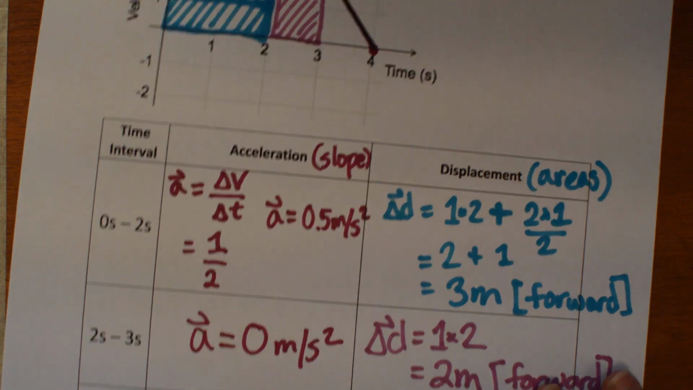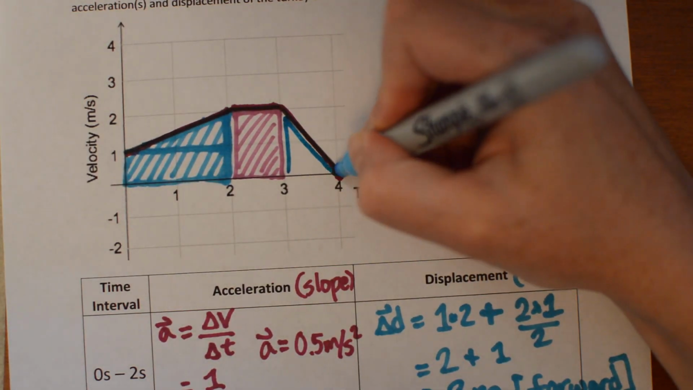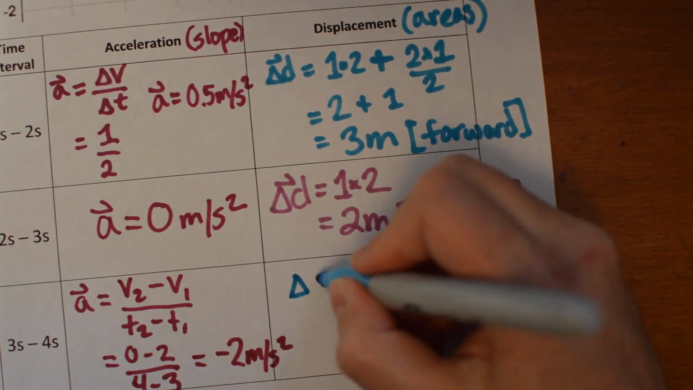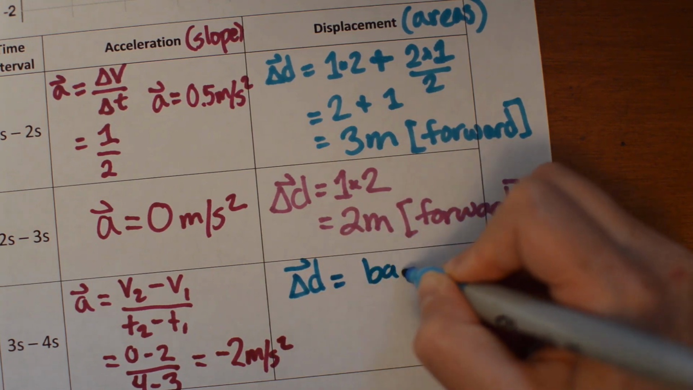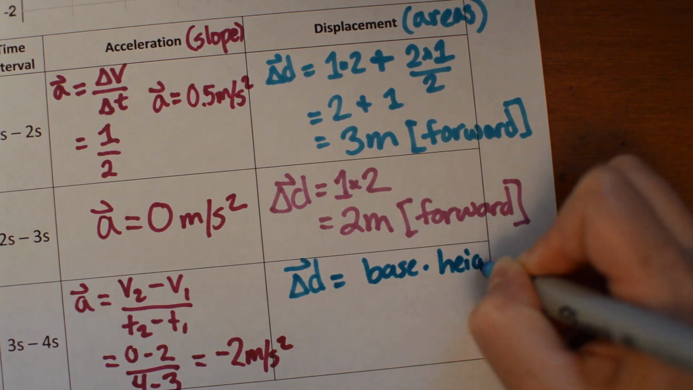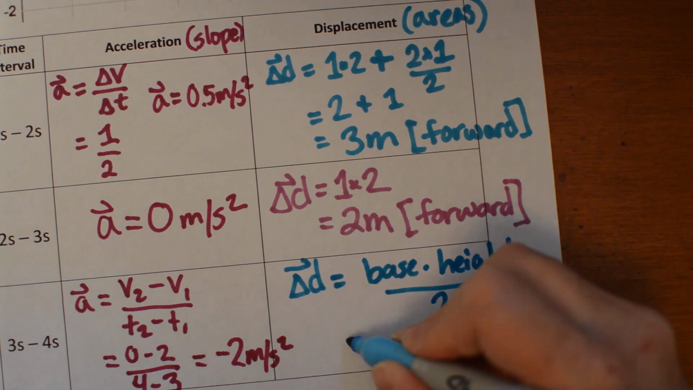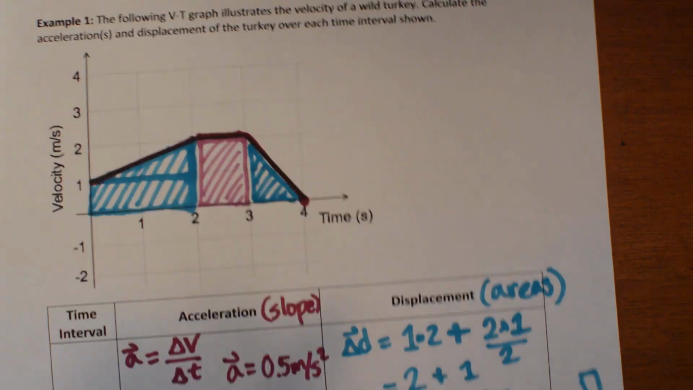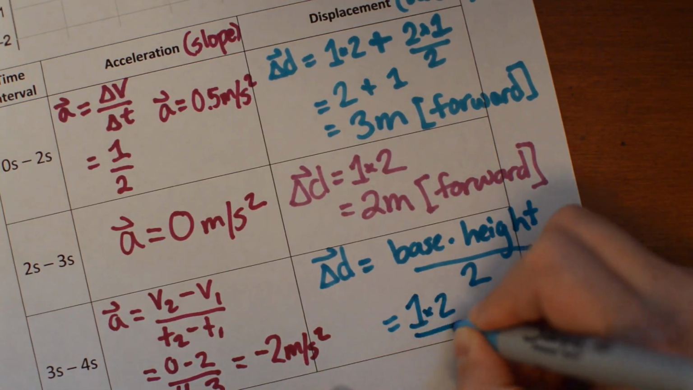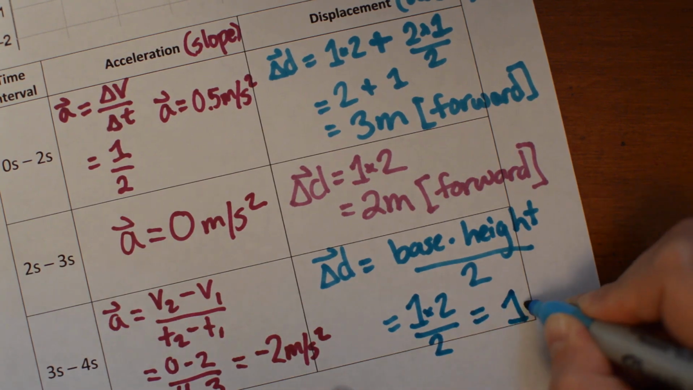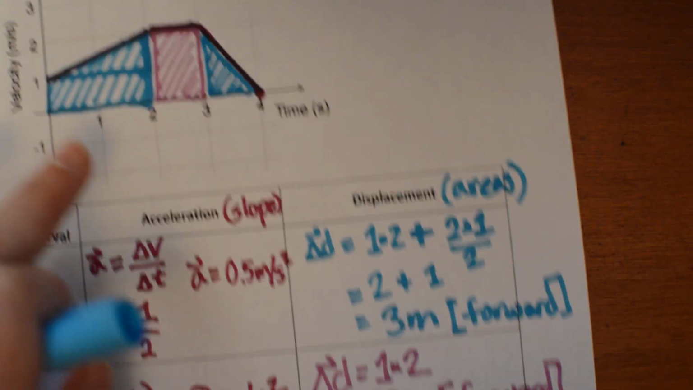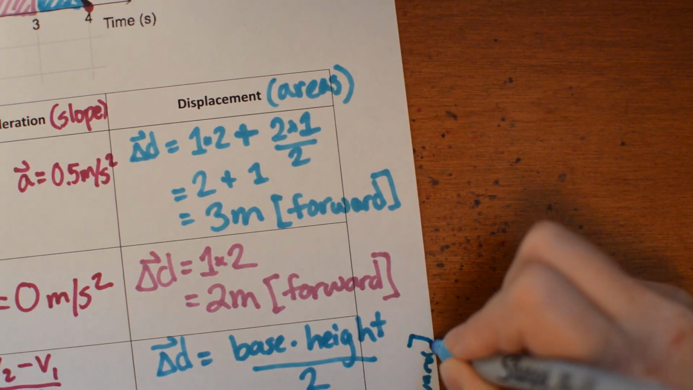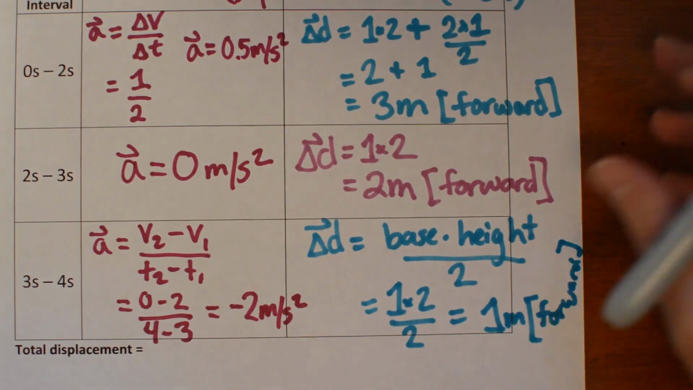The area is a little triangle here. So delta D, it's a triangle, so it's going to be base times height divided by 2. The base is just 1 unit long, and the height is 2, so that's 1 times 2 over 2, which is 1 meter, and it's still forward because it's a positive area above the time axis. So all of those displacements are forward. I ran out of space there.